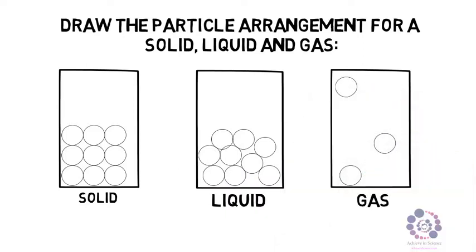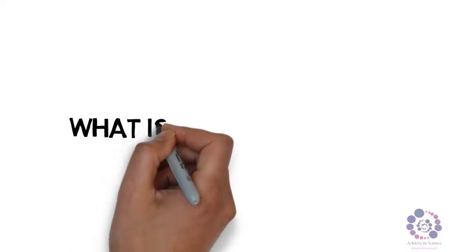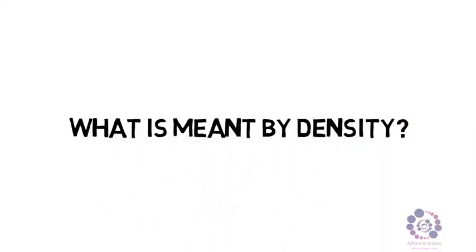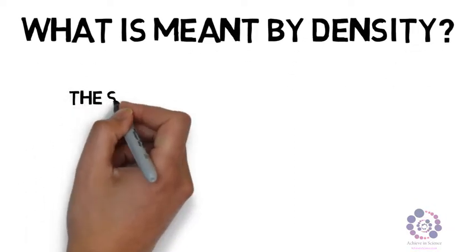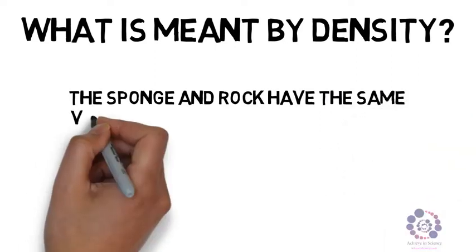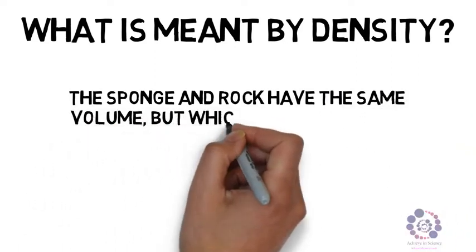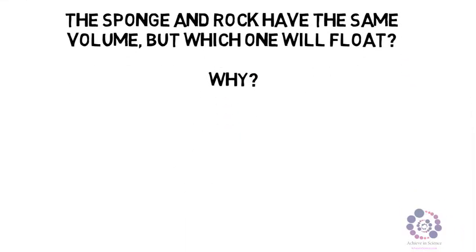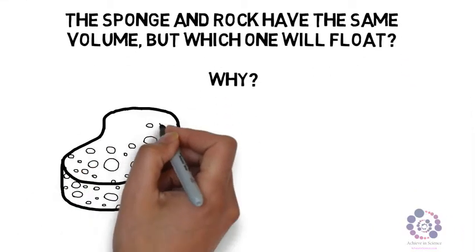So now let's go on to what is meant by density, and apply this. Well, if we start off with an example, where we have a sponge and a rock that have the same volume. If we place these in water, which one would float and why? Well, if they are the same volume, and one is able to float, this is down to the object's density.